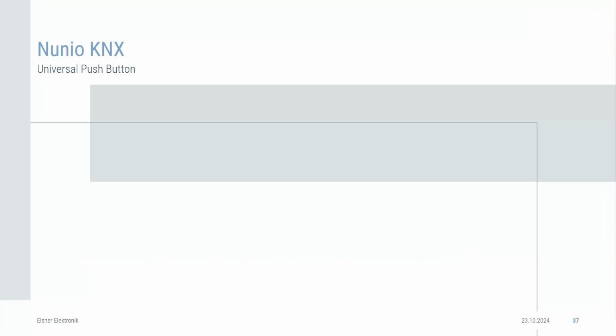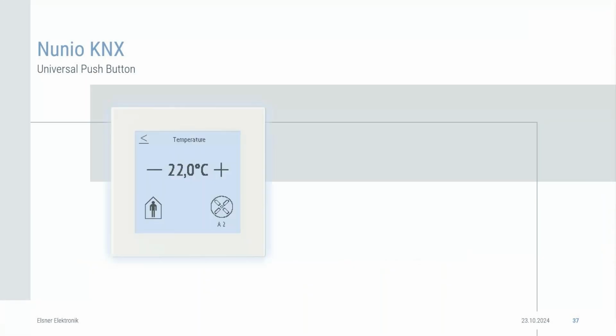All right. Next up, we have the Nuno KNX. This size is 85 by 85 millimeters. It has an illuminated display and we have the integrated temperature controller as well. There are also binary inputs, for example, for an NTC or a window contact. NTCs can also be used very neatly to implement them with the underfloor heating.